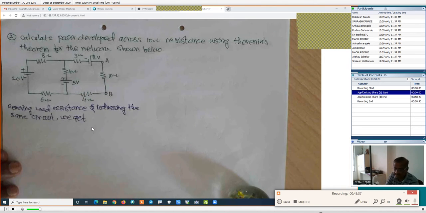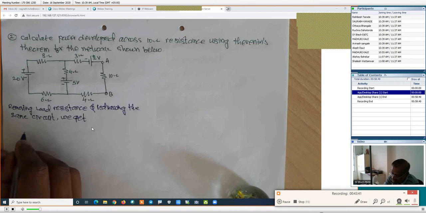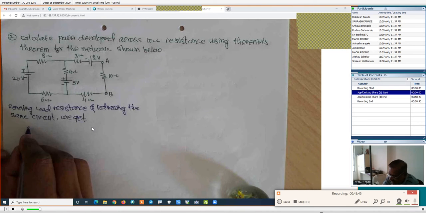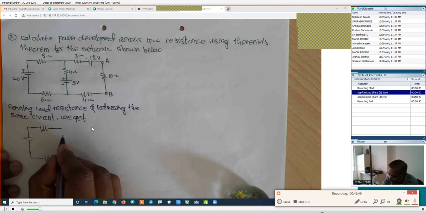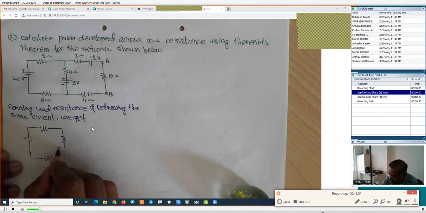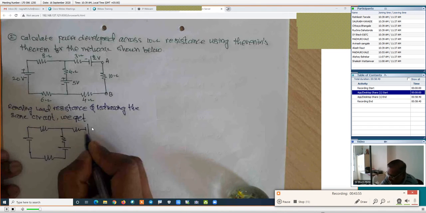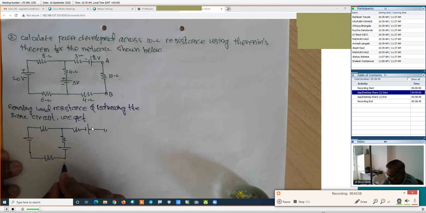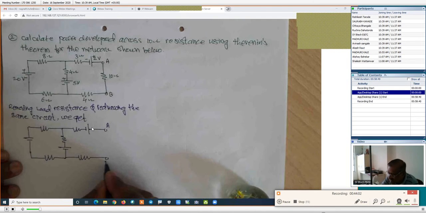I will draw the same circuit here. Its circuit will be something like this. We are just removing the load resistance, nothing else, and redrawing the same circuit as it is. Here is the A terminal, this is the B terminal.